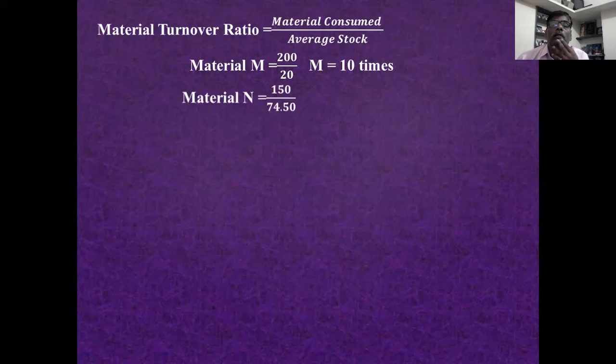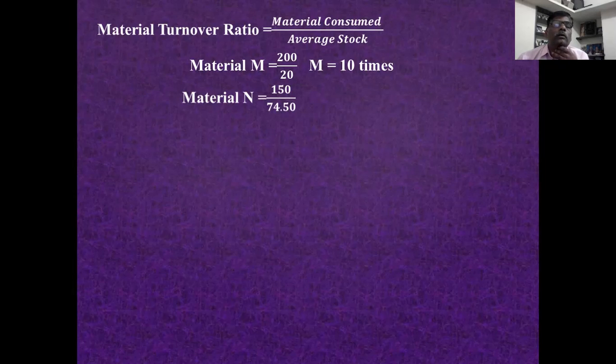And come to the material N. Material N is equal to 150 divided by 74.5. 150 is the material consumed, divided by 74.5. I had taken 150 nearly. Sorry, material consumed is 150, and the average stock is 74.5, so it is nearly 2 times.